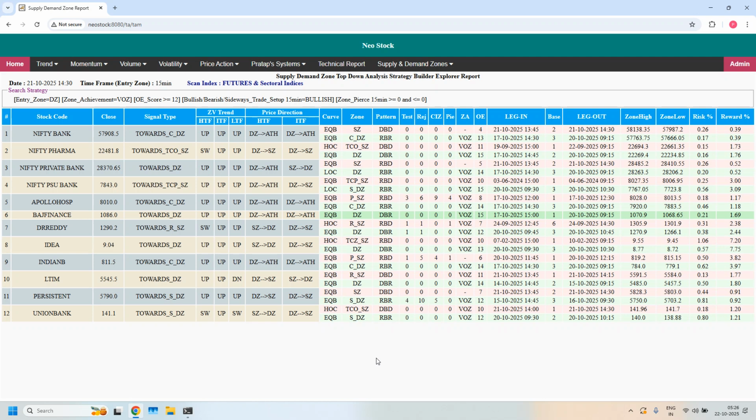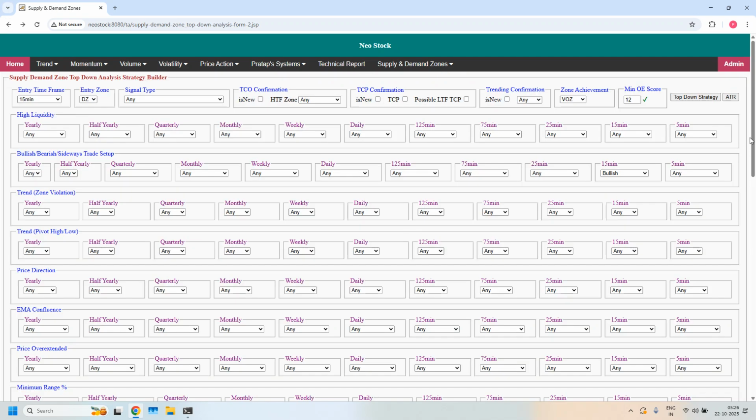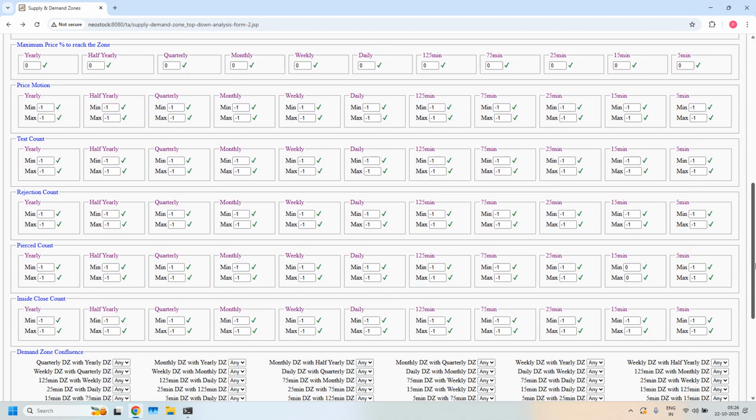Out of these 12 15 minutes demand zones, there could be some high probability trade setup 15 minutes demand zones available as per the 2 strategies that you learned in lesson 27. So first strategy, LTF, ITF demand zone confluence, and then ITF demand zone with daily EMA confluence. So I am going back, applying the first strategy step by step.